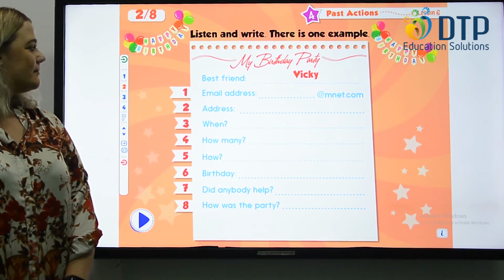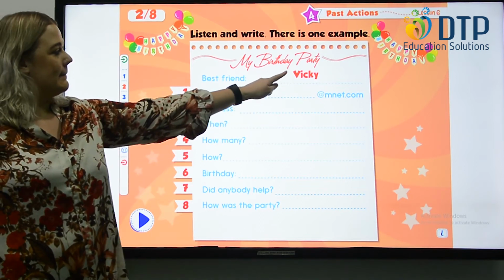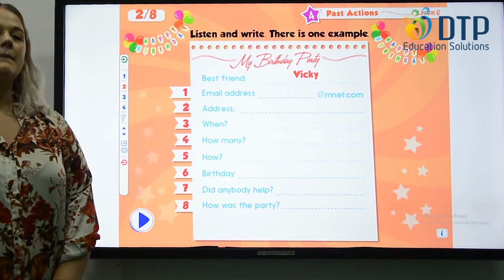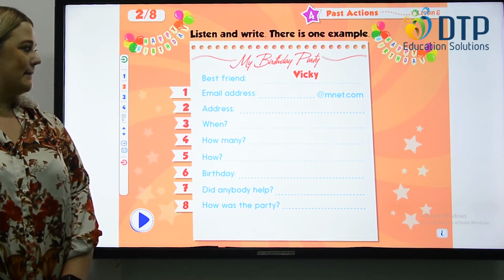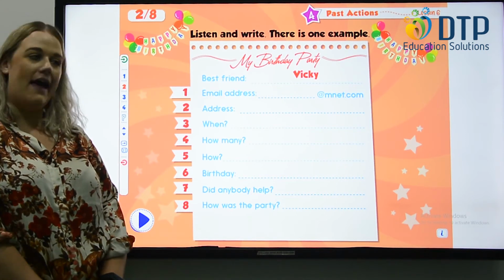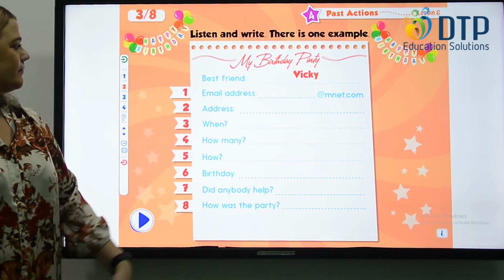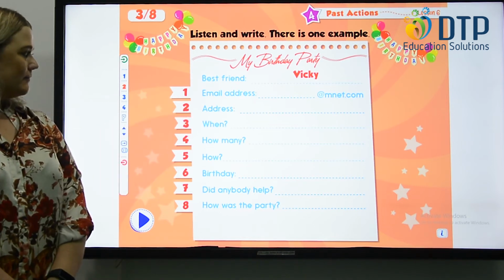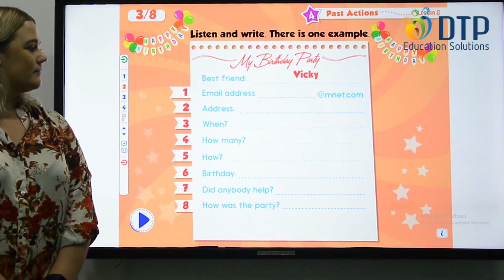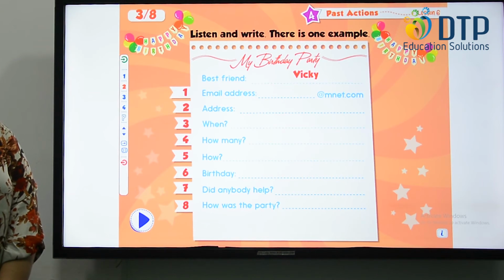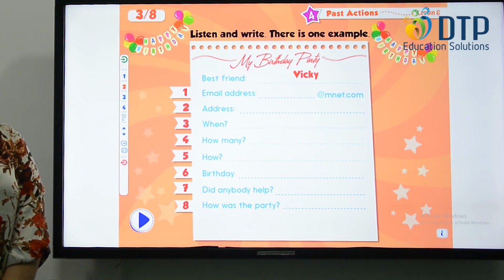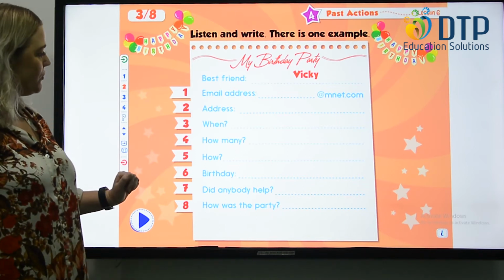What is her email address? It is vicky0517@mnet.com. 0517? Yes, at mnet.com. Vicky0517@mnet.com. Where does Vicky live? She lives on Palm Street. Is that near the park? Yes, it is. Her house is just opposite the park. How do you spell palm? P-A-L-M, palm. Palm Street, number three.